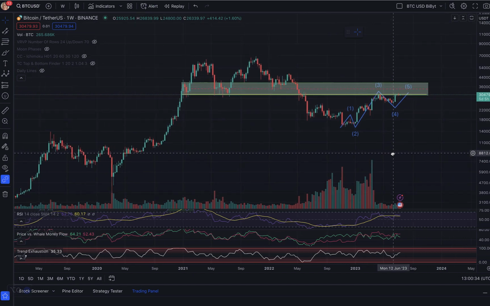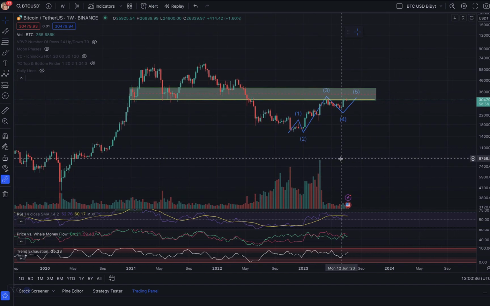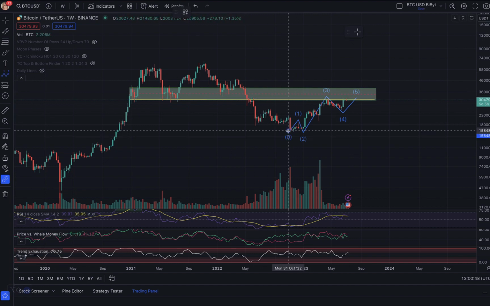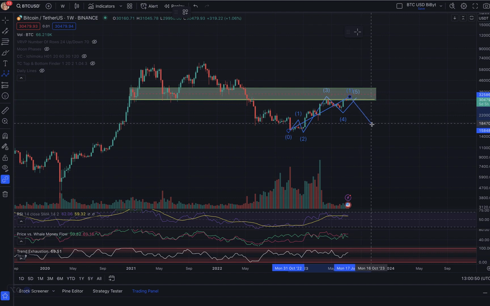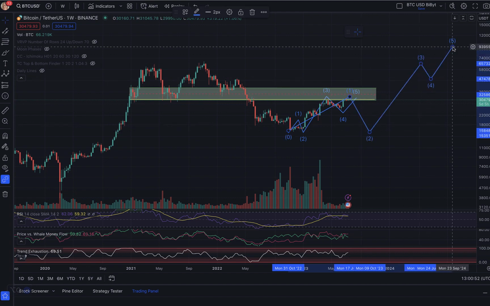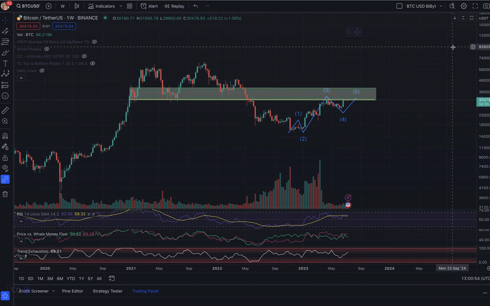So I'm getting some nice structure here, and I'm getting an idea that it is possible that we've already topped out in that fifth wave, and we could be coming back down to create a wave 2 on the macro, in which case that would be completion of a wave 1, this would be wave 2, and then we go 3, 4, 5, and that would be the end of the bull market. But we'll look at that in another video.